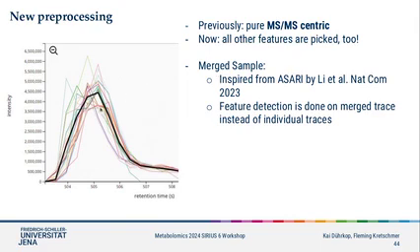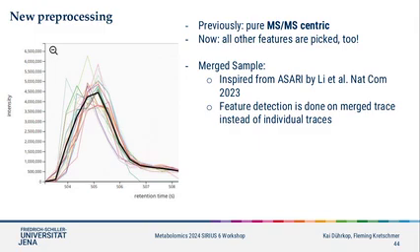Like here, for example, this is one mass trace. You see, each color is basically one sample, and the black line here is the merge of all these samples. The idea is now that the feature detection is done on these merged mass traces instead of the individual mass traces. So instead of doing feature detection on each sample separately and then aligning them, we first align everything based on the mass traces, then merge them, and then do feature detection.